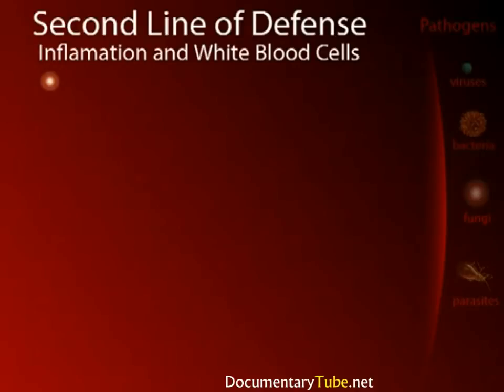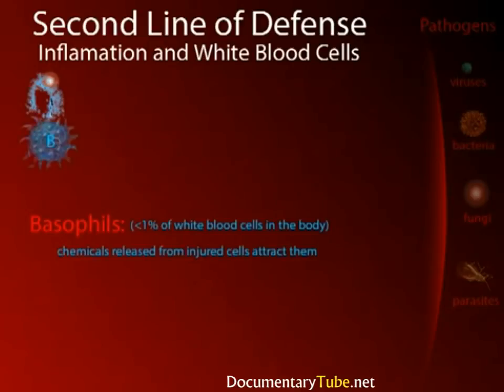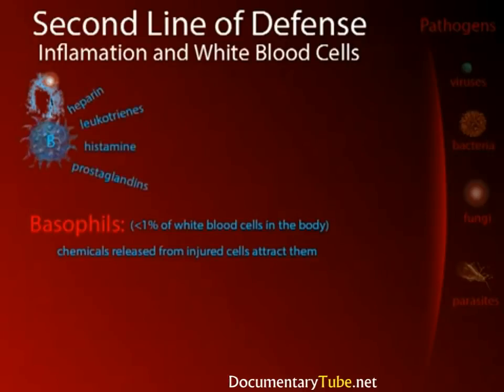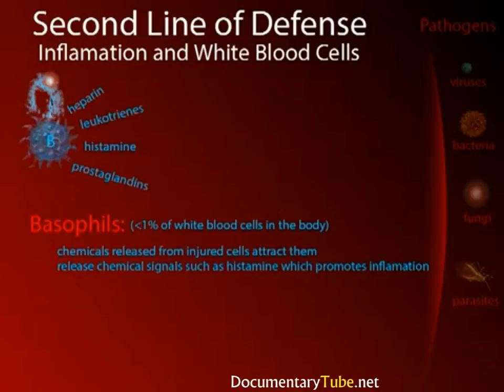When the body's cells are under attack, they send out chemical signals that are picked up by the basophils, which are attracted to those signals. The basophils in turn release a variety of chemicals: leukotriene, prostaglandin, heparin, and histamine. Heparin inhibits blood clotting, allowing the wound to wash out any foreign matter that may have been introduced during the injury. Histamine triggers inflammation or vasodilation.